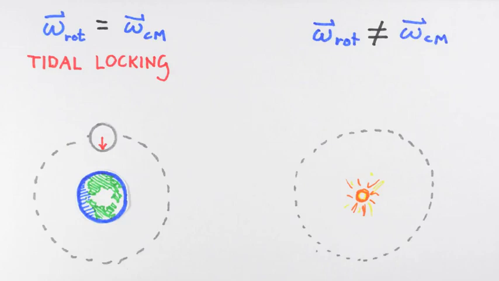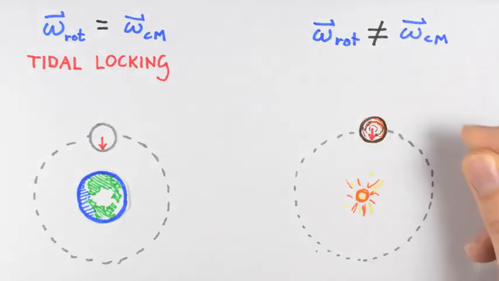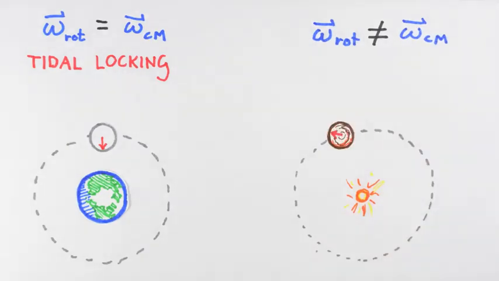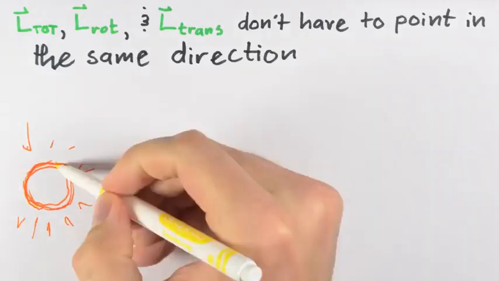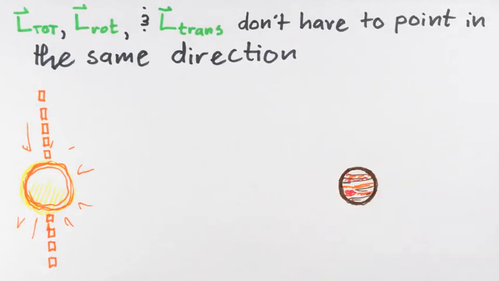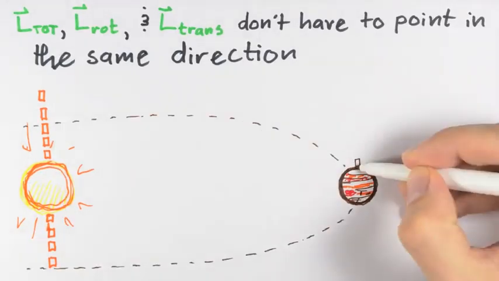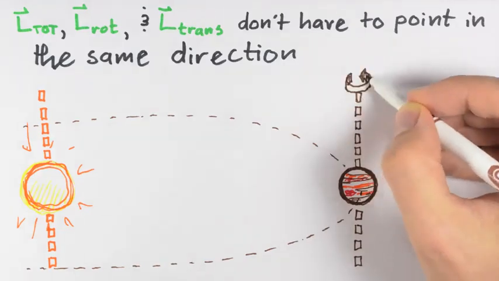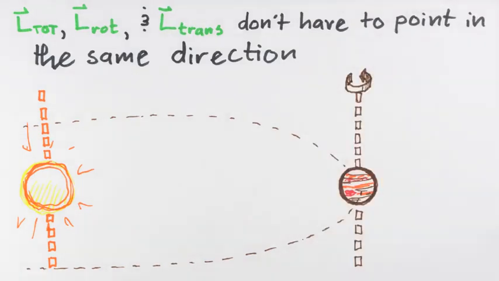For example, Jupiter completes one orbit about the Sun in about 11.8 Earth years, but rotates once about its axis in about 10 Earth hours. In the case of Jupiter, both the translational and rotational angular momenta are, for the most part, perpendicular to the orbital plane, so the direction of the total angular momentum would also be perpendicular to the orbital plane.